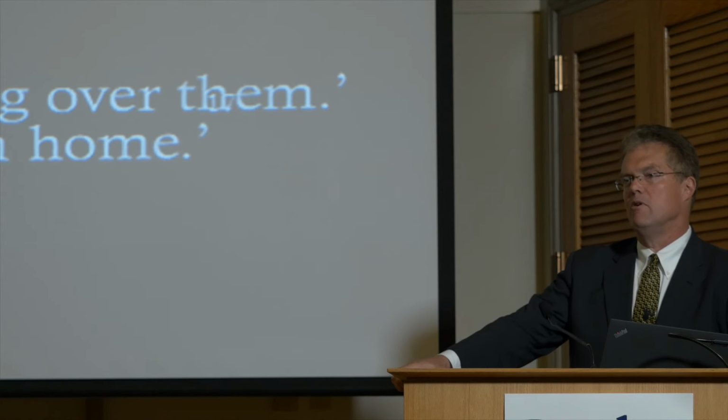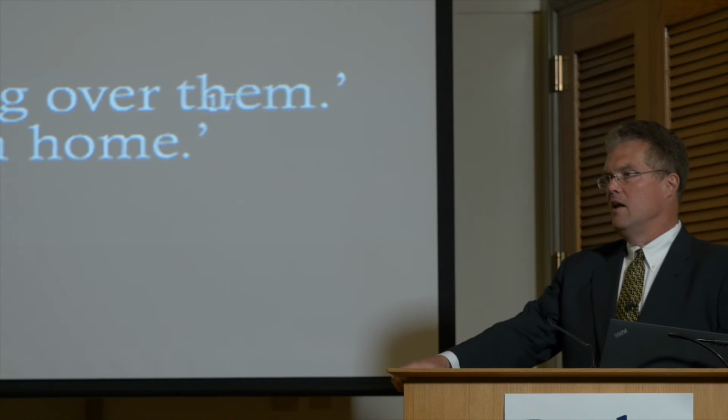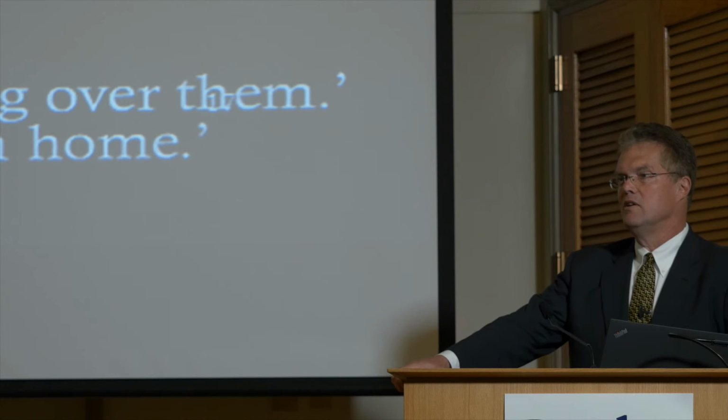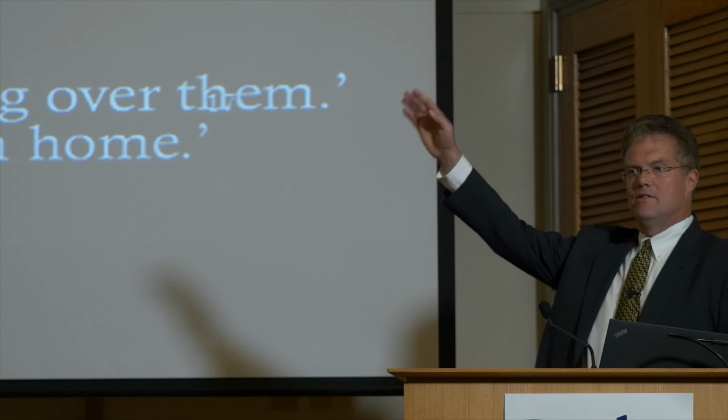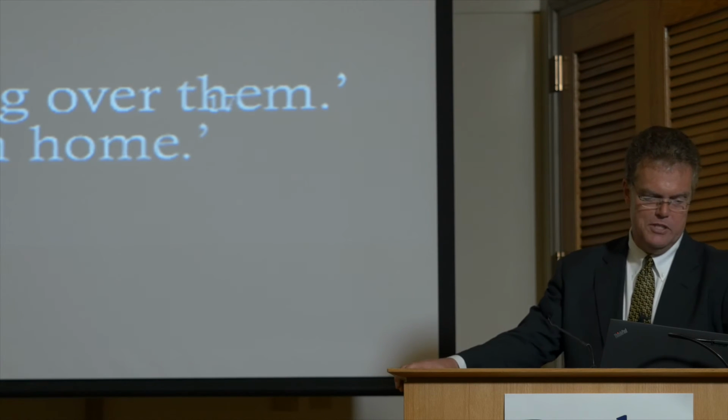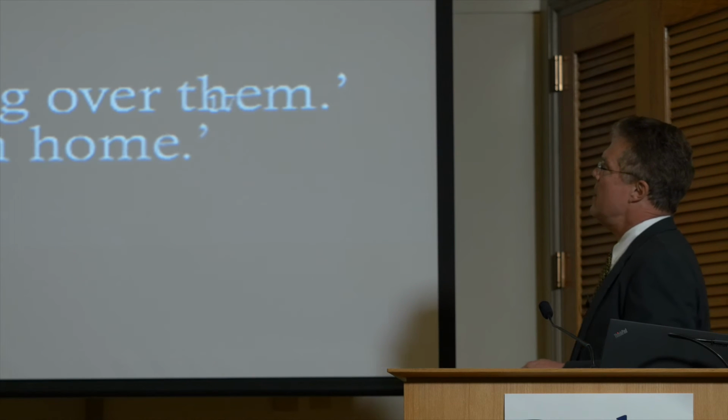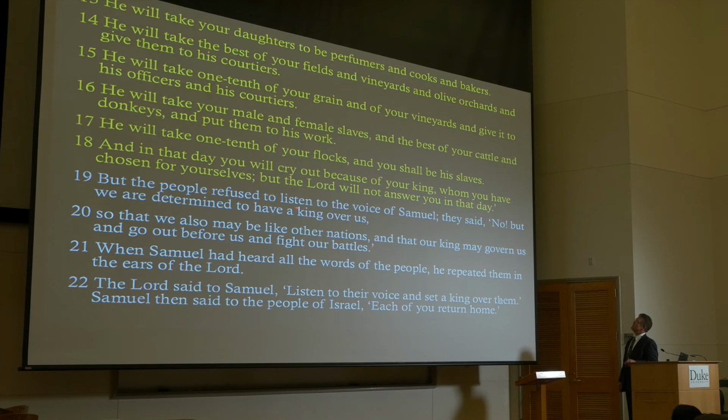So basically Samuel was one of those crazy libertarians. Y'all don't want a king? Be serious. Things are going to be terrible if you have a king. And he gives this long list of stuff. And of course the people are immediately persuaded. Not. They refused to listen to the voice of Samuel.